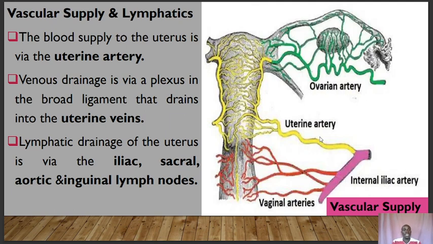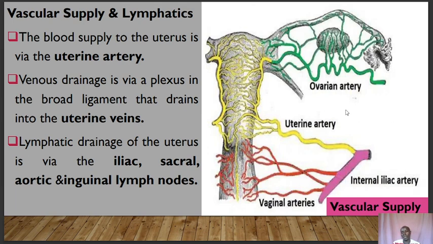In terms of vascular supply and lymphatics, the blood supply to the uterus is normally via the uterine artery, and venous drainage is via the plexus in the broad ligament that drains into the uterine veins. So the lymphatic drainage of the uterus is normally via the iliac, sacral, aortic, and inguinal lymph nodes for that matter.